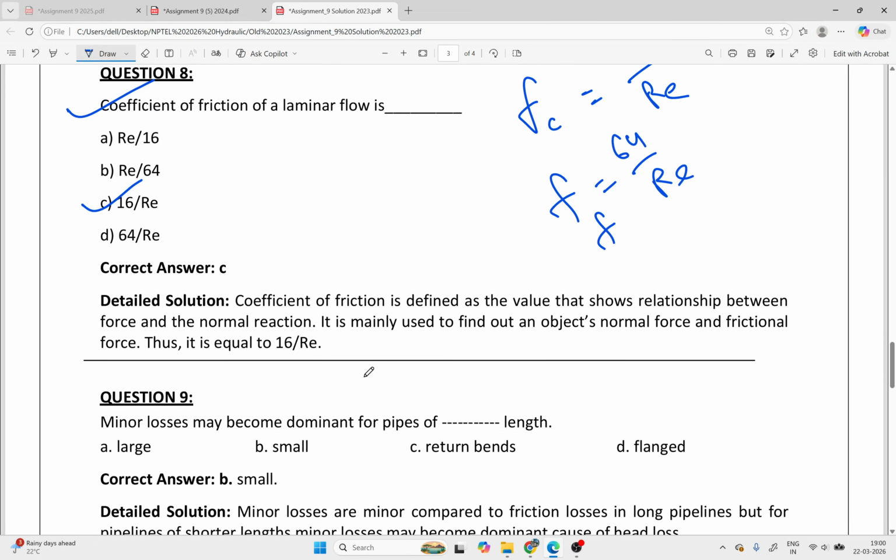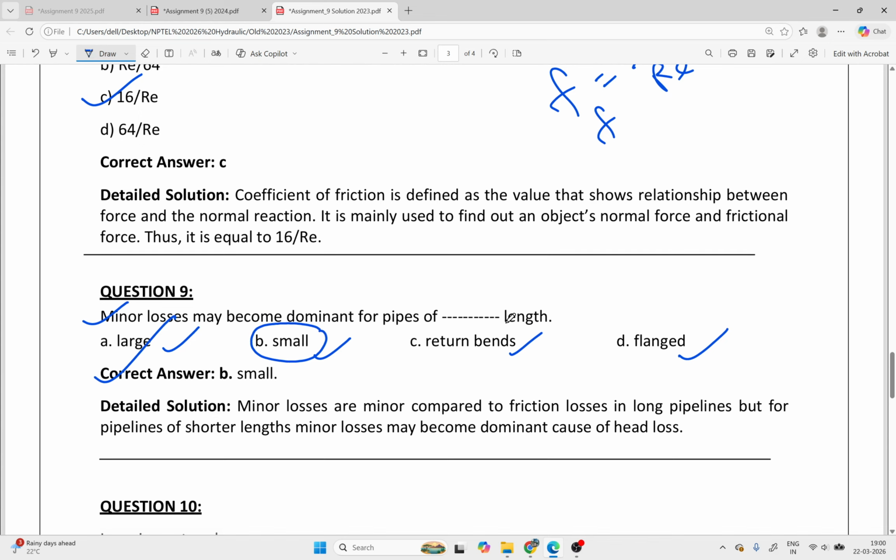Question number 9. The minor losses may become dominant for a pipe that is large, small, return bend, or flange. So definitely small. For a small length of pipe, the minor losses may become dominant. Remember please, this is a very important question.